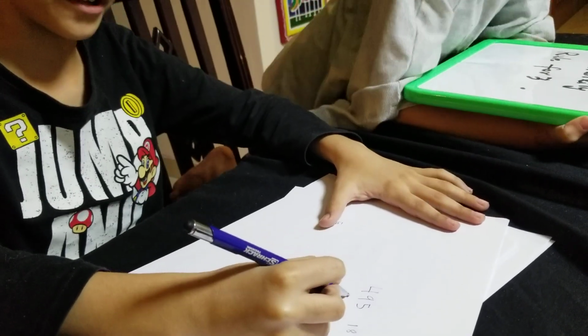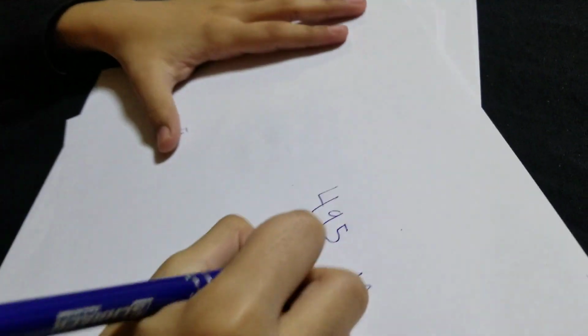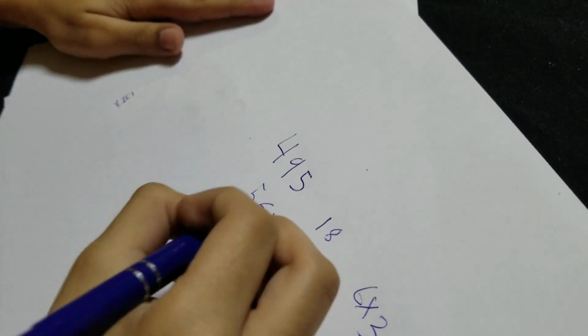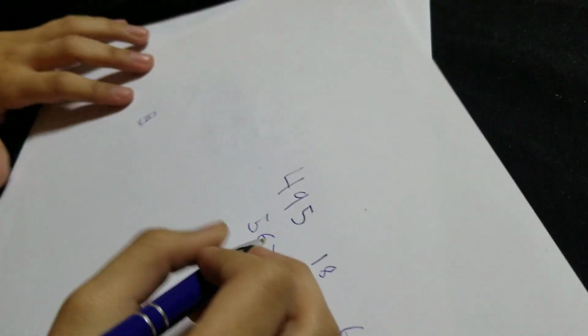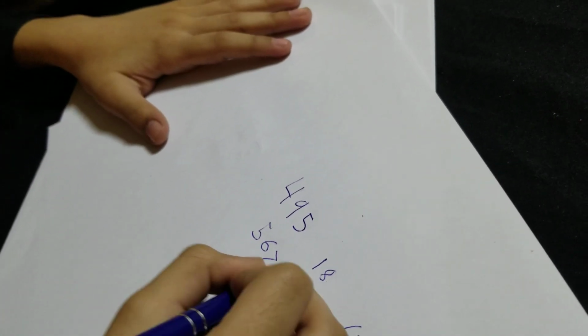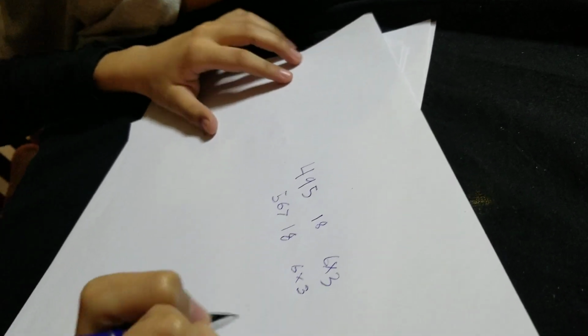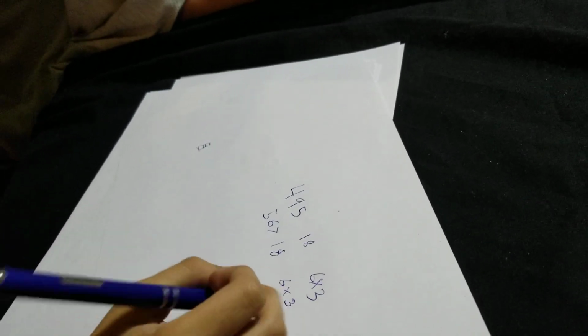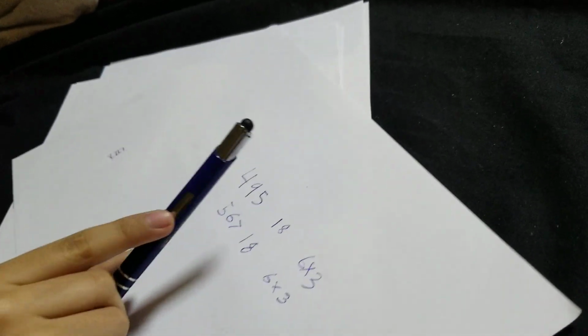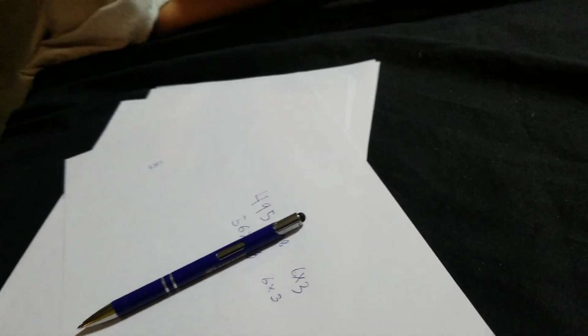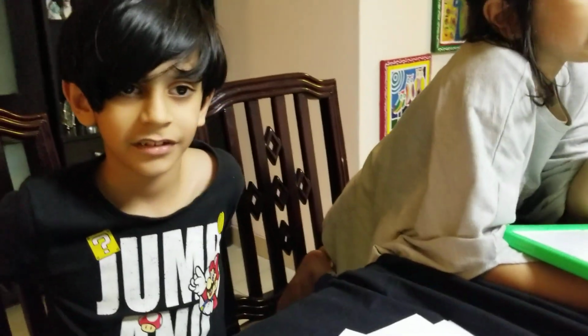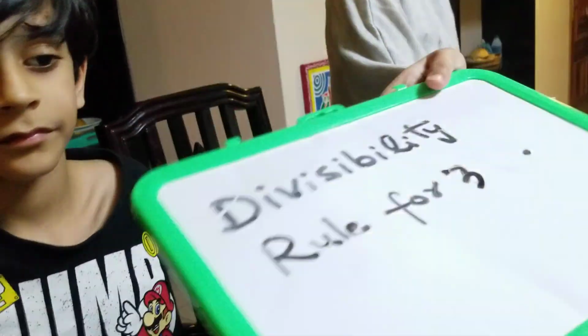Now we have another number, 567. So we add the numbers: 5 plus 6 is 11, 11 plus 7 is 18. Again 18, 6 times 3. So 18 is divisible by 3, which means the whole number is divisible by 3. So you add up all the numbers, and if the total is divisible by 3, then the whole number is divisible by 3.